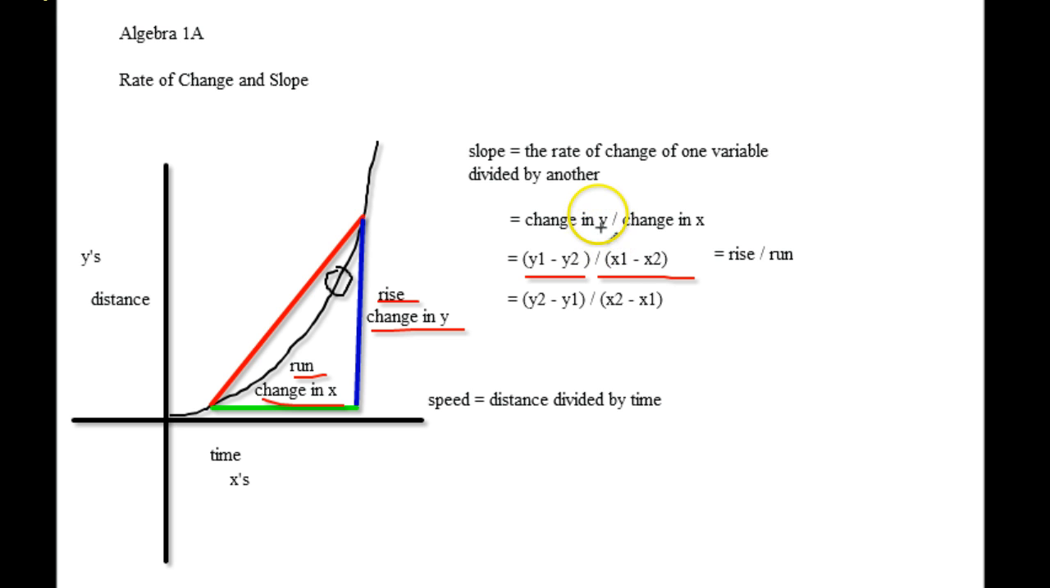So that's it for rate of change and slope, and I just explained where we get it from, especially from calculus.